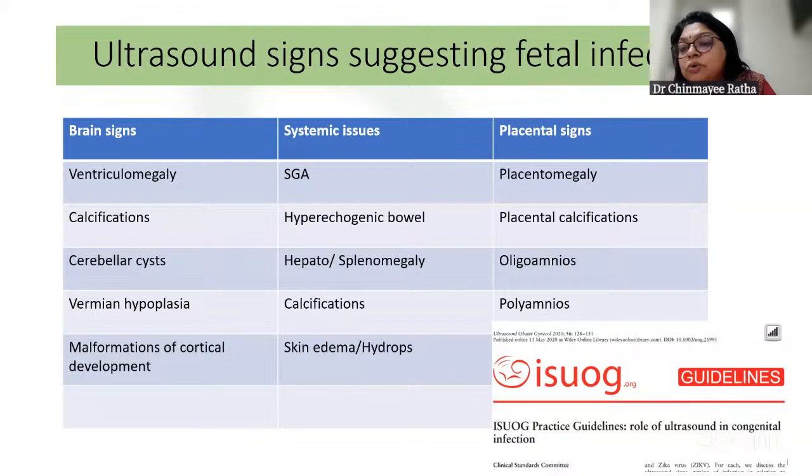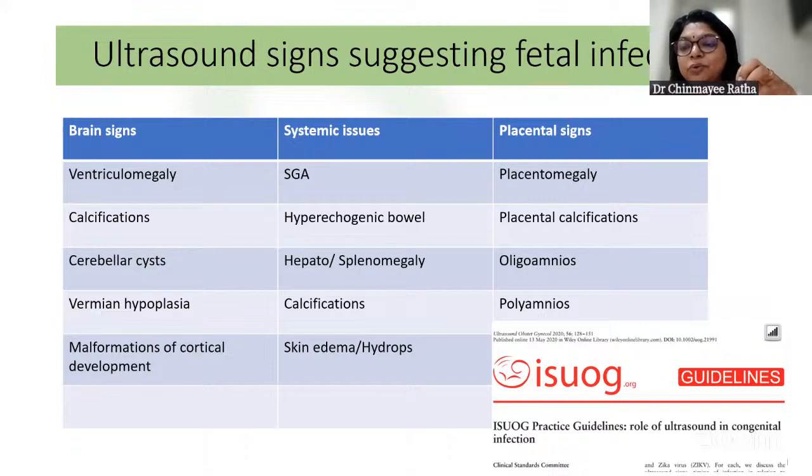For example, there was a good corpus callosum seen at say 19 or 20 weeks. But when you see at 26 weeks, something has happened and now the corpus callosum does not look good and most of the parts of the brain look abnormal. That can happen if there has been a severe infection somewhere in the intervening period. Therefore, in all these findings, where you have very growth restricted babies, hyperechogenic bowel, hepatosplenomegaly, calcifications, skin edema, hydrops, placentomegaly, oligo or polyhydramnios, while there may be so many other things in the differentials, TORCH infections need to be ruled out.